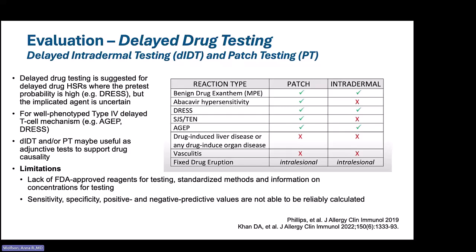So we really suggest doing this in this clinical scenario of delayed drug hypersensitivity reactions, where the pretest probability is high and the implicated agent is uncertain. So DRESS is a good example of a good diagnosis to do patch testing or intradermal testing for. And it's really for these, well, phenotype type 4 hypersensitivity reactions. And it can be useful as an adjunct to really kind of support your differential diagnosis.